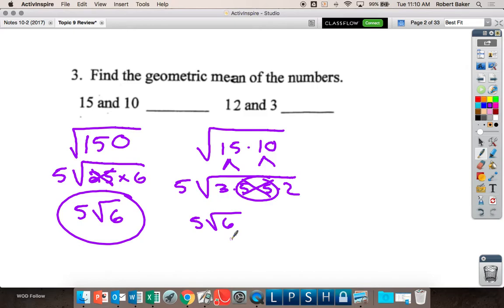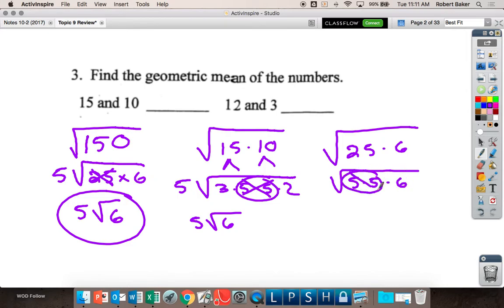So it doesn't matter how you do it. So in this scenario, I know I'm killing this question. Sorry. We had 25 times 6. You can do 5 times 5 times 6. And this pair of 5s can leave together. Or you can just take the square root of 25. So it's a way to decrease the amount of mathematics that you're doing.